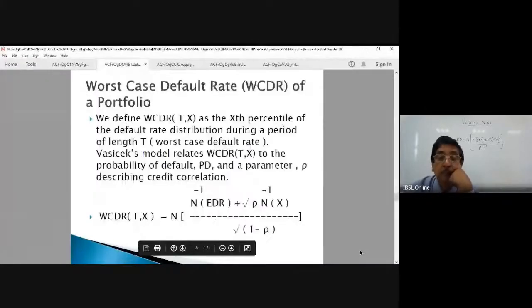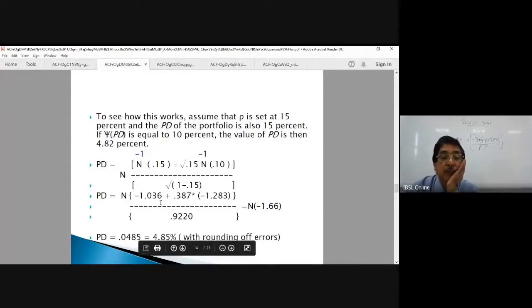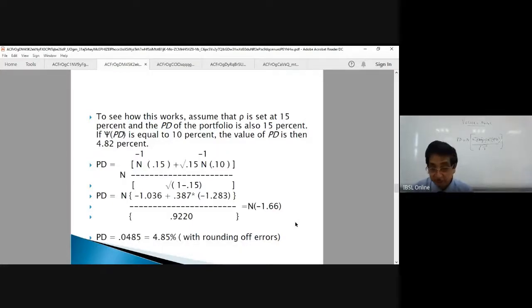$1.283. So then this has to be worked out and see the value. So when you work out the PD value, that is, what we found, minus 1.036 plus 0.387 into minus 1.283 divided by 0.9220. So that value, we can just show you, that value comes as minus 1.66.